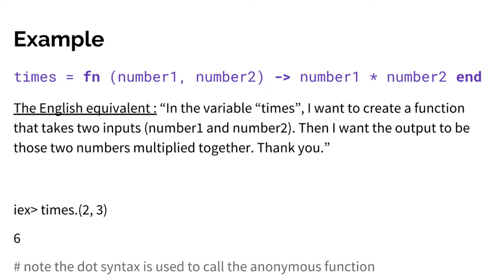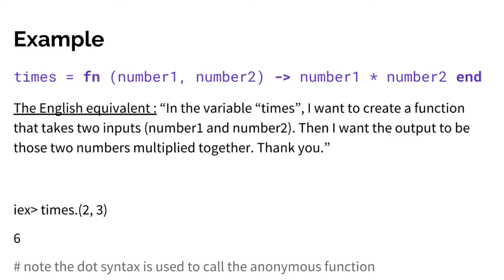Here's an example. In the variable times, we're going to store a function that takes 2 inputs, number 1, number 2. This will yield the output being number 1 times number 2. End. The English equivalent: in the variable times, I want to create a function that takes 2 inputs. Then I want the output to be those 2 numbers multiplied together. Thank you, Elixir compiler.